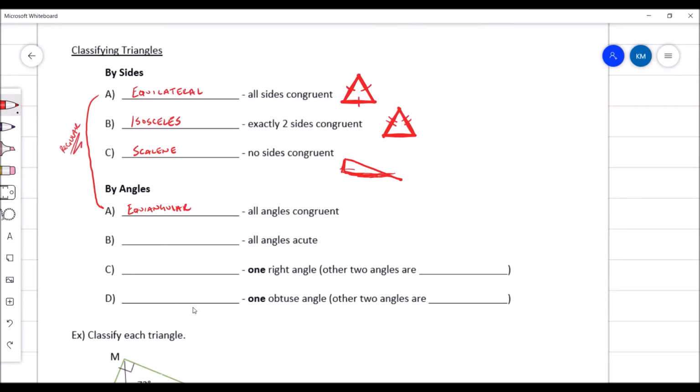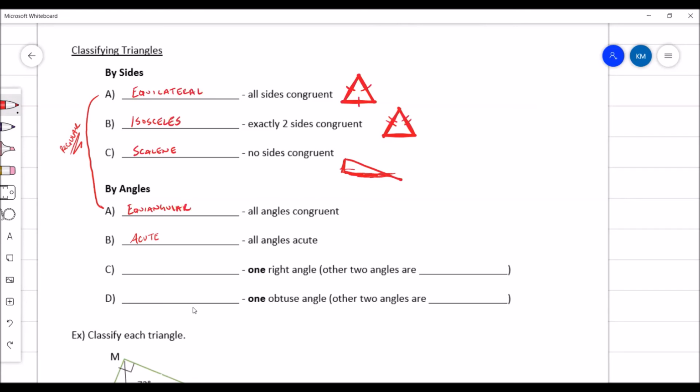Okay, so get used to the word regular, meaning that all sides and angles are the same. It doesn't mean like what you're used to. It means all sides and all angles are the same. Okay, if all angles are acute, we call it an acute triangle. Remember, acute means that their measures of the angles are less than 90.